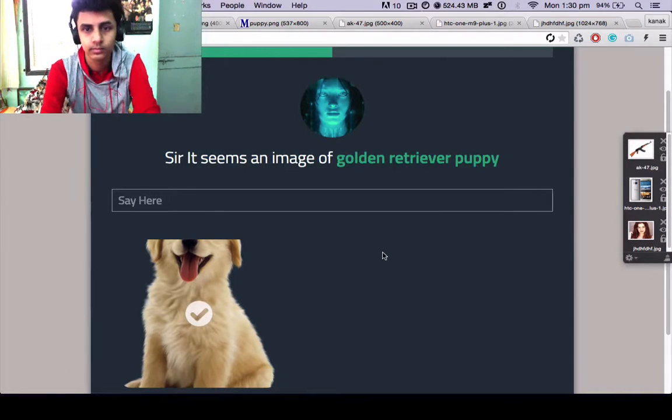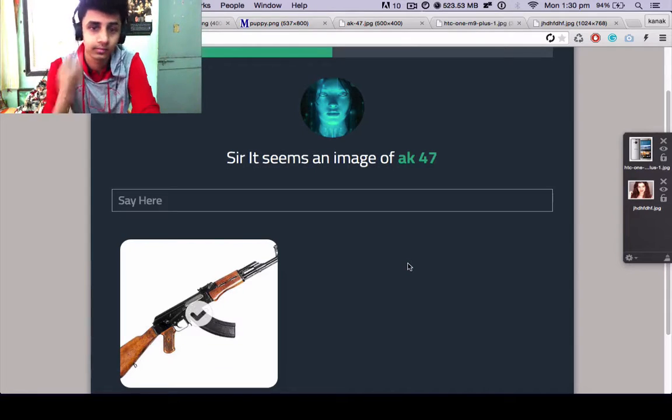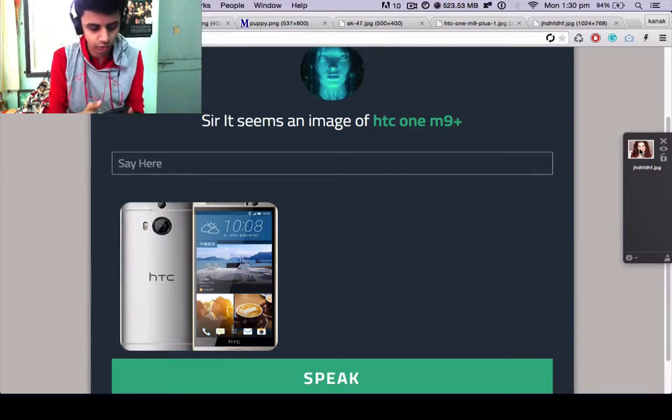Sir, it seems an image of Golden Retriever Puppy. That is right. Sir, it seems an image of Act 47. Sir, it seems an image of HTC 1M9 Plus. Let's show you something.